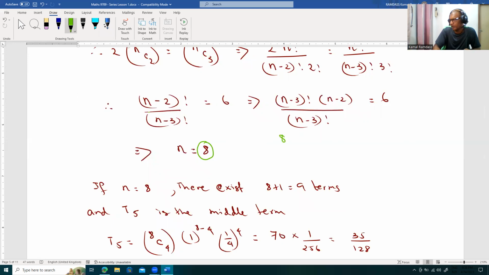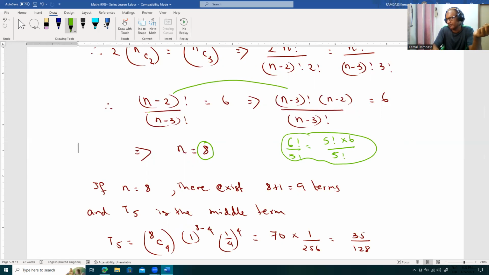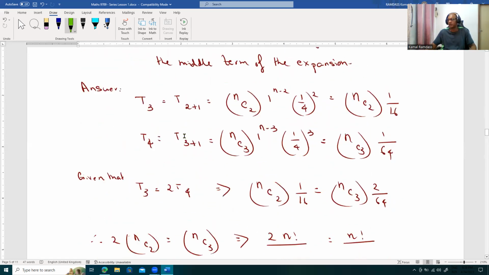With n = 8, 8 minus 2 is 6, so 6 factorial divided by 5 factorial. 6 factorial is 5 factorial times 6, divided by 5 factorial. That is the principle used: (n minus 2) factorial equals (n minus 3) factorial times (n minus 2). Now we finally find the middle term of the expansion.